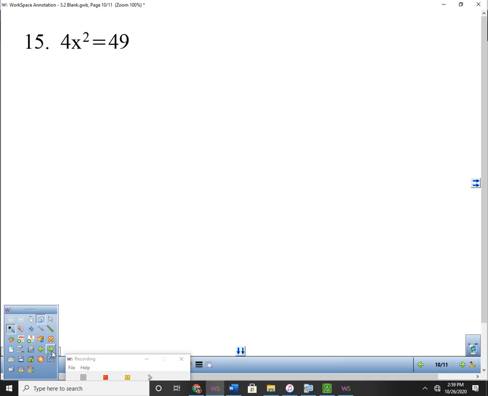What should we do? Okay, so I need to move my 49. So I get 4x squared minus 49 equals 0. I don't have a trinomial, so I should be looking at 2 perfect squares and a minus. And if I don't have 2 perfect squares and a minus, then maybe I need to factor a common factor out first, right? That could be a possibility. So, do I have 2 perfect squares and a minus?